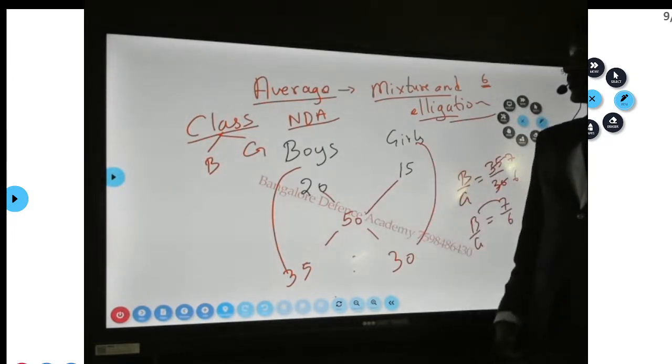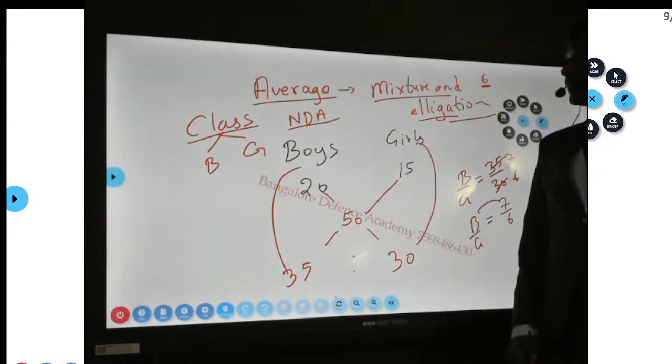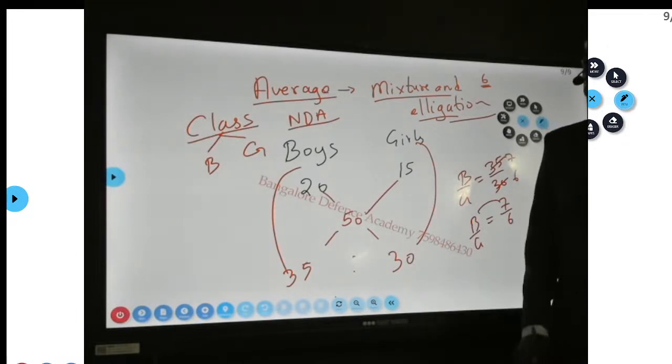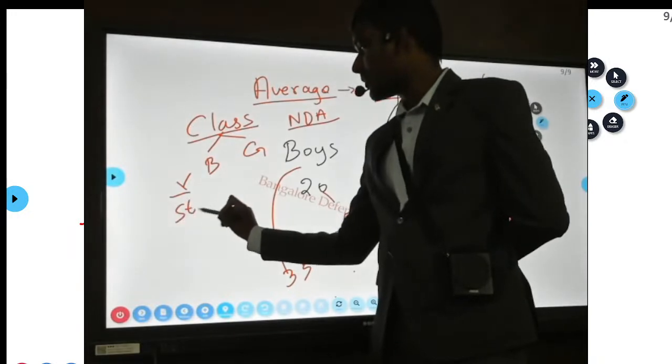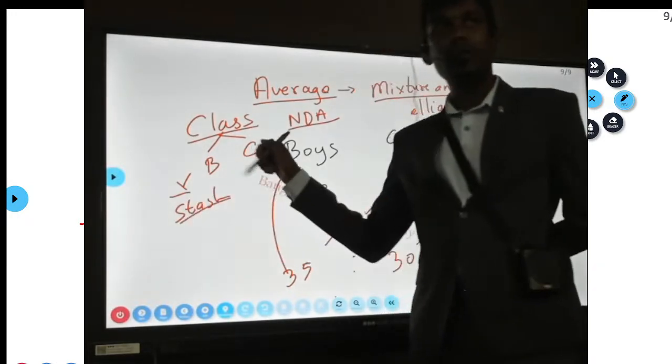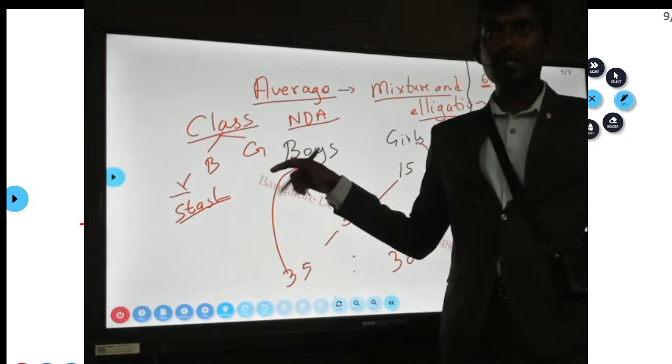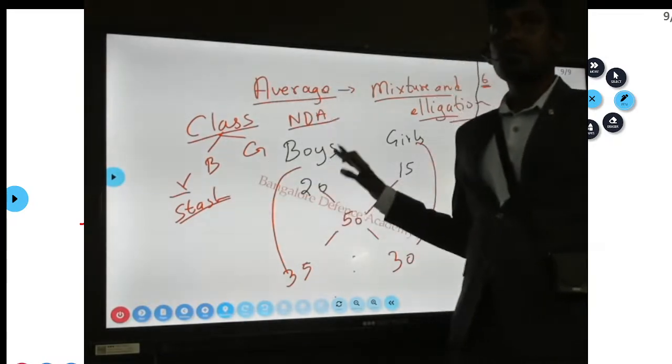I completed 12th, but is this formula useful for me? Yes. Because in 10th standard, do you have a chapter called statistics? In 11th do you have statistics? In 12th do you have statistics? It is nothing but average.